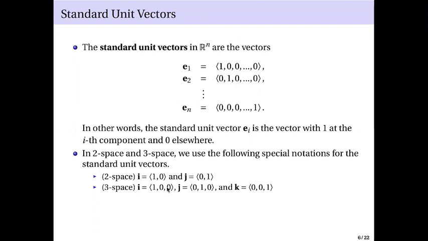And for the 3 space, we have i, j, and then we add k. So i will be equal to (1, 0, 0). j will be (0, 1, 0). And k will be (0, 0, 1). Okay, so i, j, k. And for 4 space, 5 space, etc., let's just use E1, E2 until En. Okay?